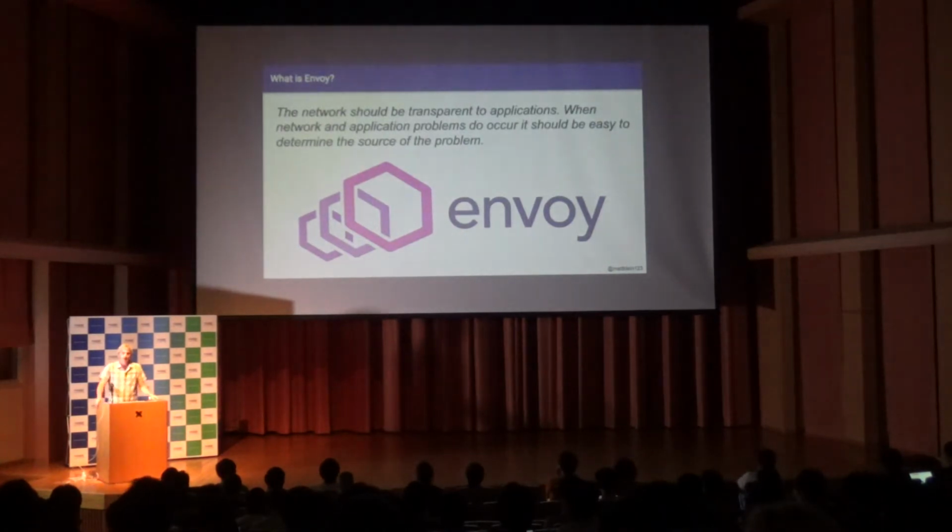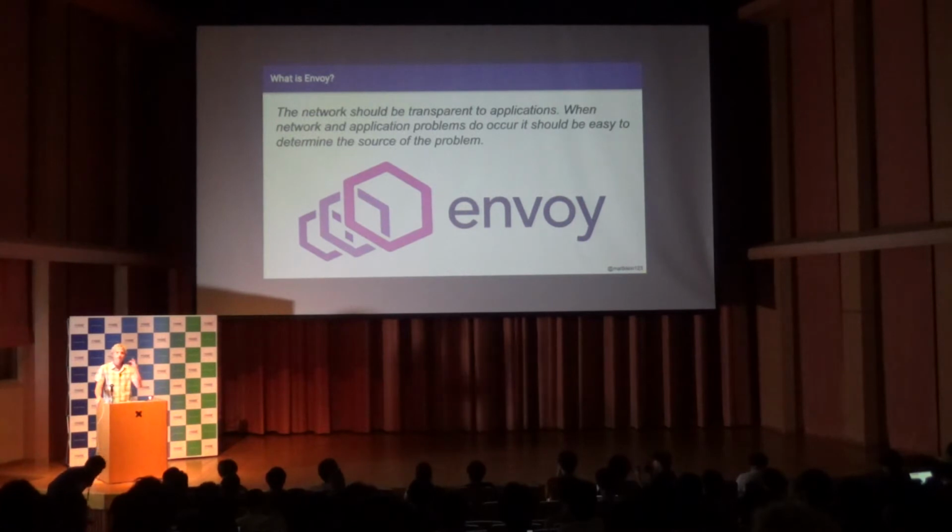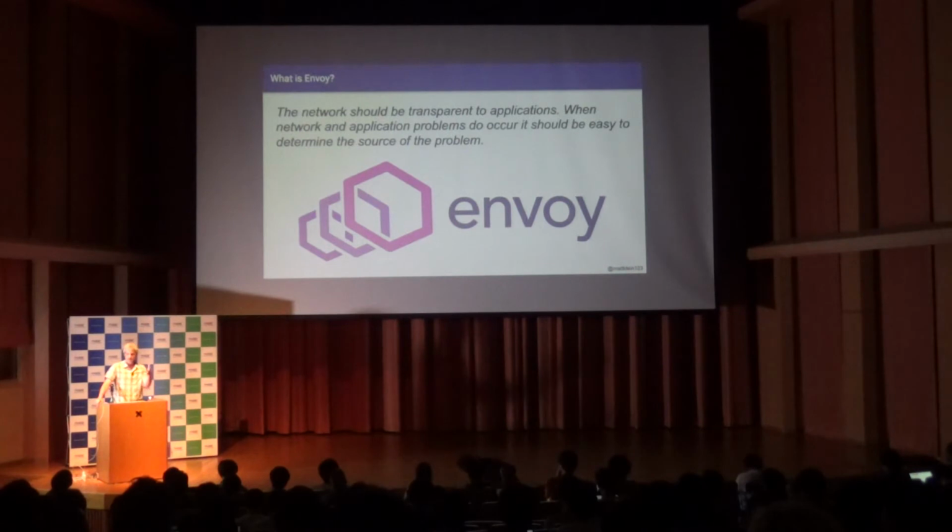So this brings us to Envoy. The catchphrase of the Envoy project is that the network should be transparent to applications. Obviously, problems are going to occur when we're dealing with these architectures where things are changing all the time. We're dealing with auto scaling, we're dealing with failures. Problems will happen. So let's try to make the network transparent. But when problems do occur, let's try to figure out what's actually going on.